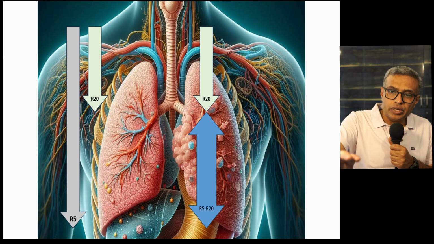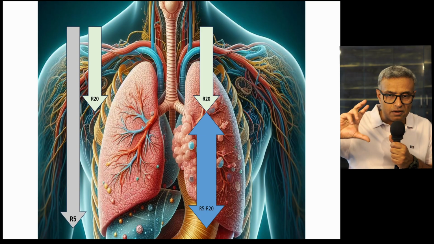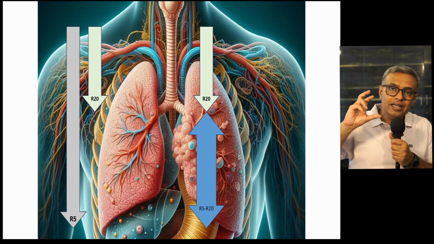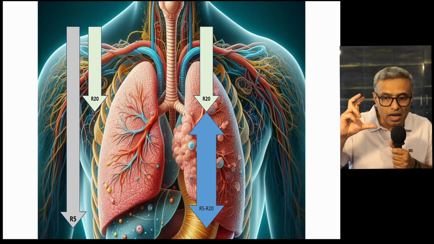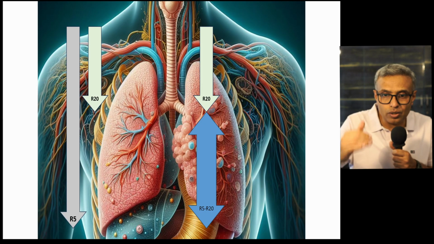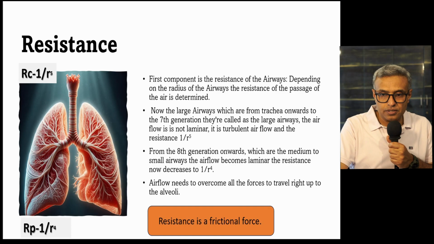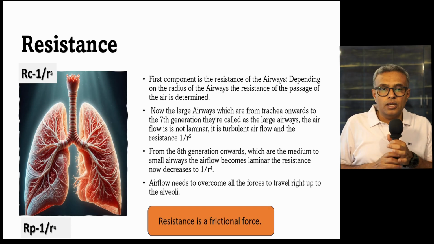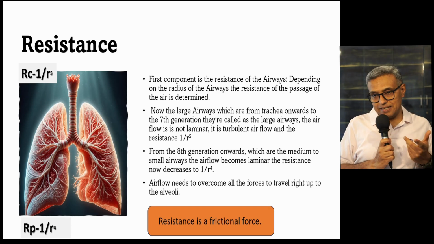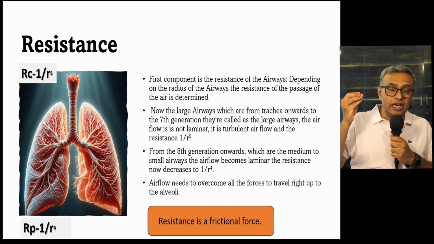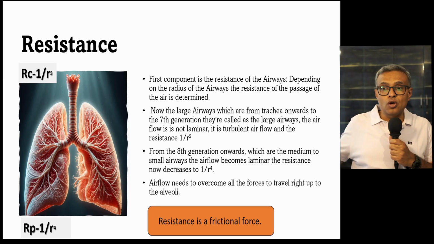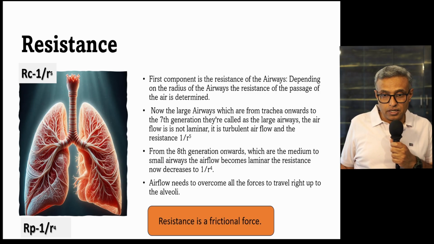So if you measure this difference between R5 and R20, it basically measures the resistance difference between the R5 and the R20, or the central and the peripheral airways. Let's understand what this resistance is. The first component is the resistance of the airways. Depending upon the radius of the airways, the resistance of the passage of the airways is determined.